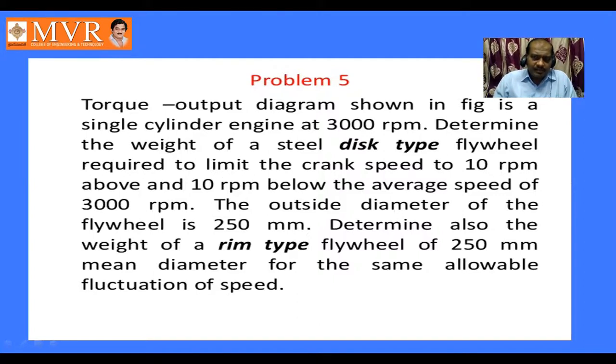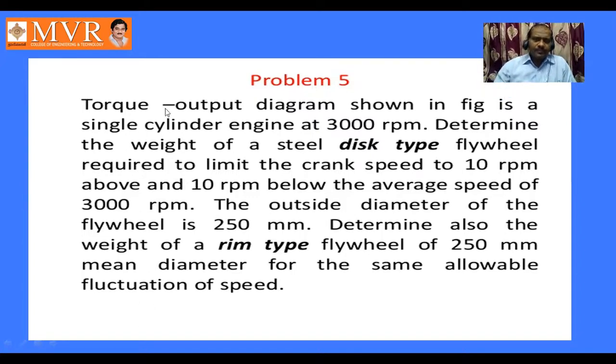In this class, we are going to solve a different problem when compared to the previous one. Try to understand this one. A torque output diagram shown in the figure is for a single cylinder engine at 3000 rpm. Determine the weight of a steel disc type flywheel required to limit the crank speed to 10 rpm above and 10 rpm below the average speed of 3000 rpm.